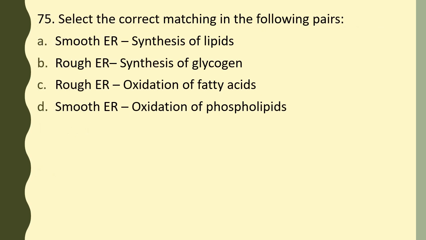Question number 75. Select the correct matching in the following pairs. Smooth endoplasmic reticulum, synthesis of lipids. Rough endoplasmic reticulum, synthesis of glycogen. Rough endoplasmic reticulum, oxidation of fatty acid. Smooth endoplasmic reticulum, oxidation of phospholipids. Select the correct matching for the following pairs. Correct answer is option A, smooth endoplasmic reticulum associated with synthesis of lipids.